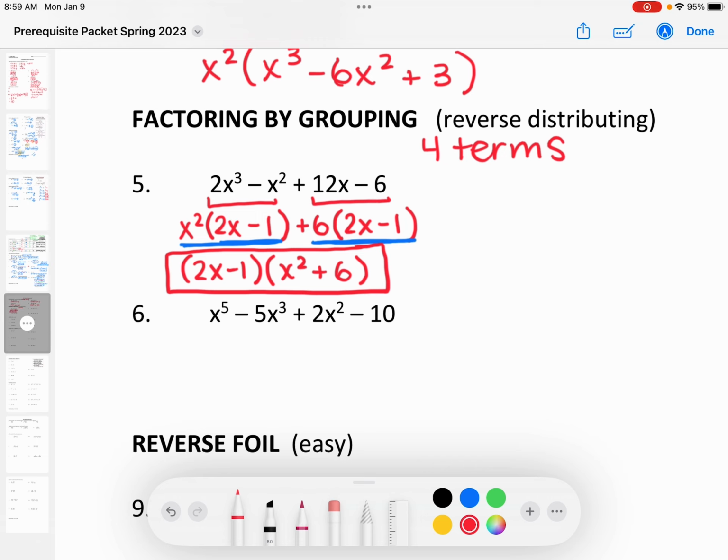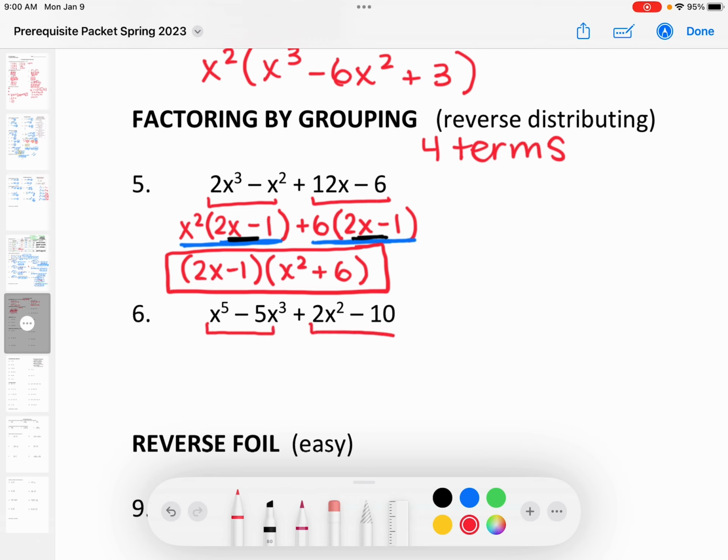Most common question I hear is, why isn't that 2x minus 1 squared? Originally, there were 2 of those, right? Well, the reason is because when you take that and distribute it again, it will show up twice. So we really only need to write it once. We'll try another one of those.